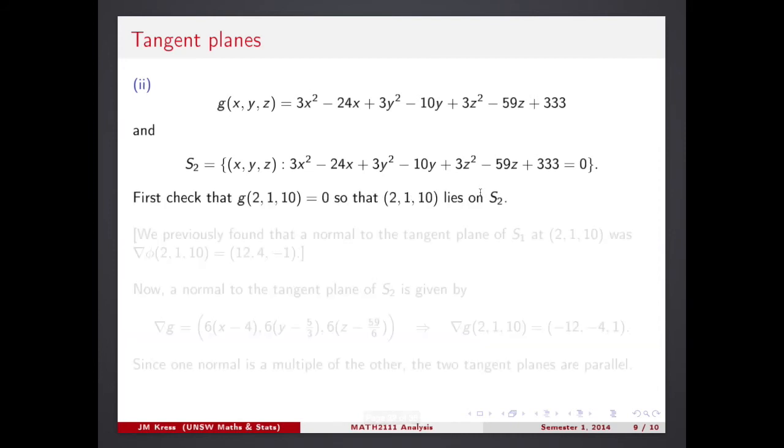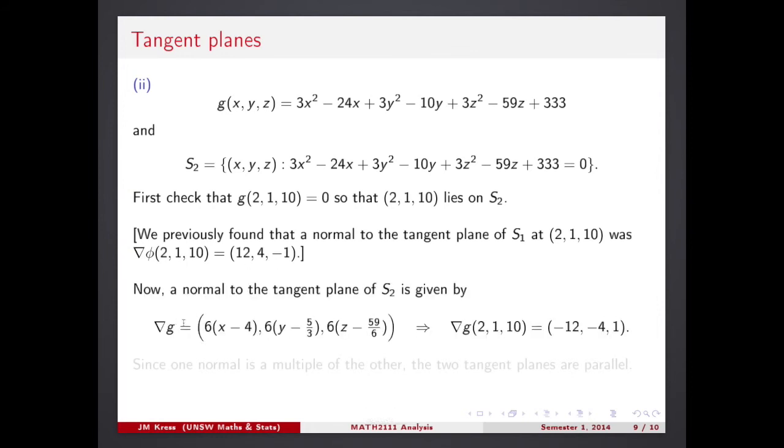So, yeah, that's the verification. You see, you first check that g at 2, 1, 10 is 0, that's why it is 2. We previously found the normal vector to the first surface as 1, 12, 4, negative 1. If you do the same analysis for the second sphere, so you find the gradient of the second sphere, here it is. Somehow, you see, on this slide, when they compute the gradient for g, they use the perfect square version of g, right?